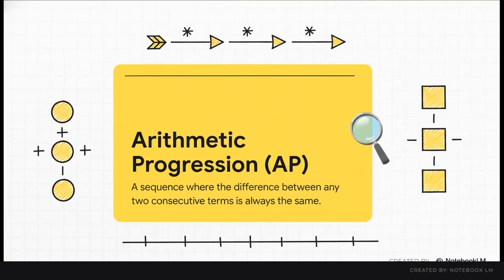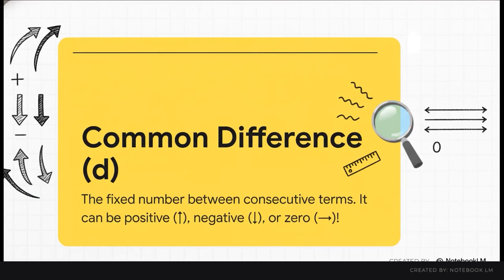So here it is, the big secret. An arithmetic progression or AP is a sequence where the jump or the difference between any two numbers right next to each other is always the same. Not sometimes, not most of the time, always. That constant jump is the key, and that fixed jump has a special name. We call it the common difference, and we use the letter D as a shortcut. To find it, you just take any term and subtract the one right before it.